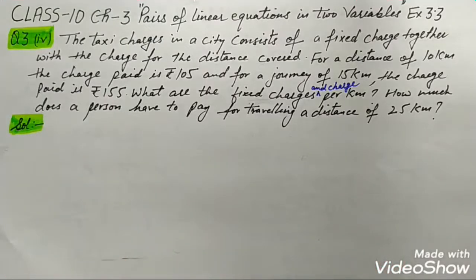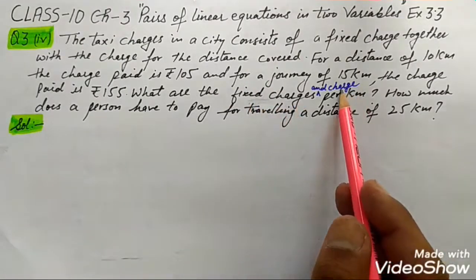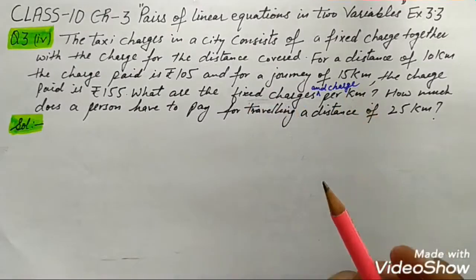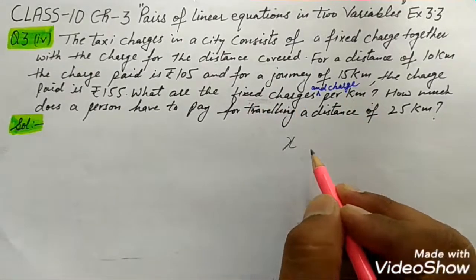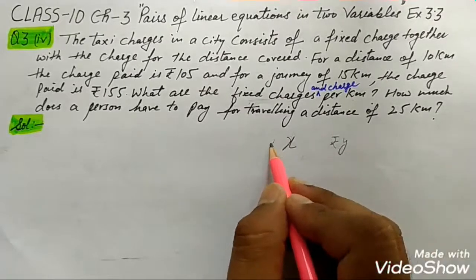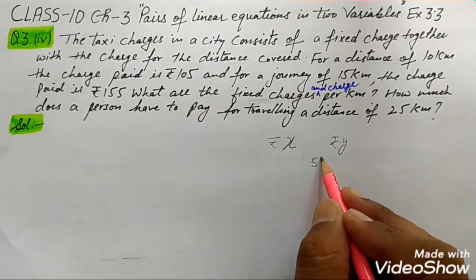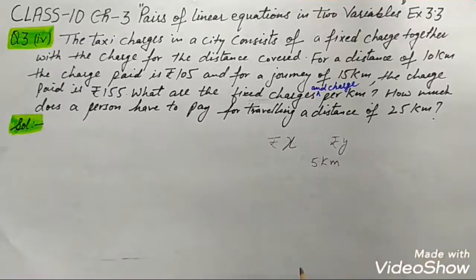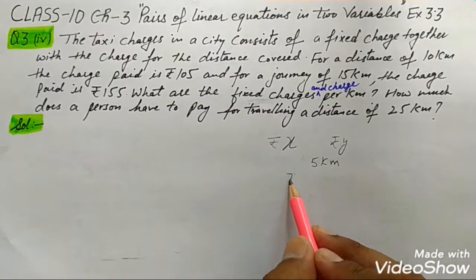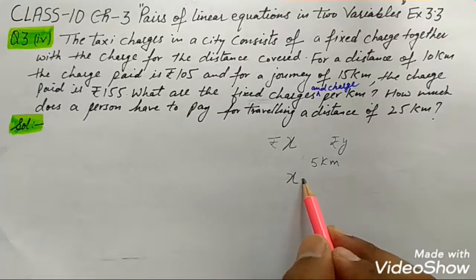So if you see the question, there are two types of charges. The first is the fixed charge and the second is the charge per kilometer. Suppose the fixed charge is rupees x and the charge per kilometer is rupees y. Okay, so suppose I am going for 5 km. So how will I pay money? First of all, I'll give the fixed charge that is to be given. Whatever distance you travel, this fixed charge is to be given. So that is x plus.